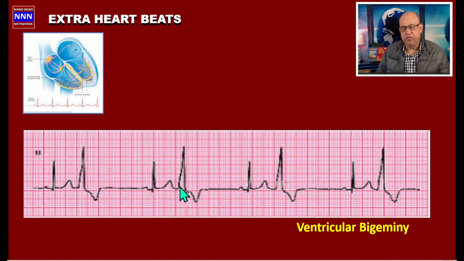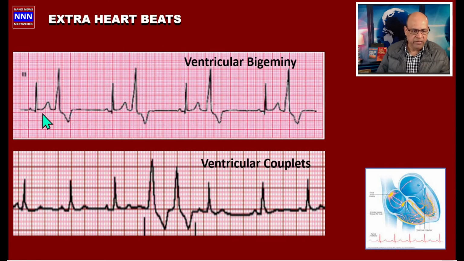Now let's contrast ventricular bigeminy with the ventricular couplet. Here we have the same example of ventricular bigeminy. We have a normal beat, an extra beat, normal beat, extra beat, whereas a ventricular couplet is two ventricular complexes occurring in close succession between the sinus beats, or it could be atrial fibrillation. The underlying rhythm could be anything. So you have to know the difference between ventricular bigeminy and ventricular couplets.